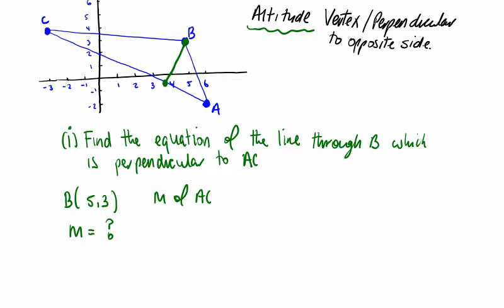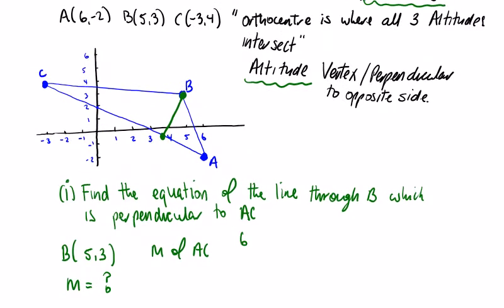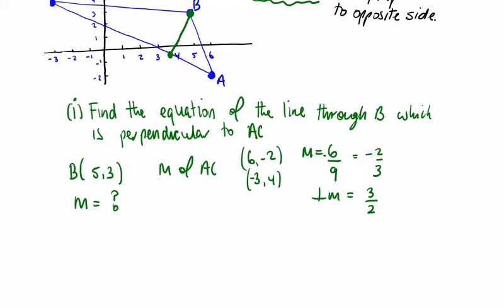So AC, if we write our points down, (6, -2) and (-3, 4). So the slope we can see is negative. So the change in y is 6, and the change in x, to minus 3, is 9. So we have 2 over 3, or minus 2 over 3. So the perpendicular slope is equal to 3 over 2.